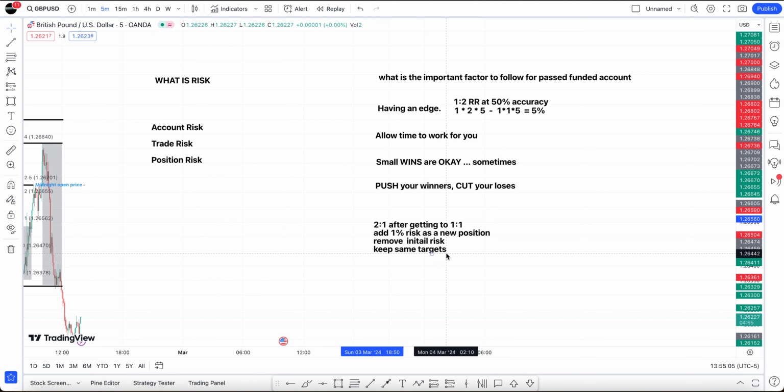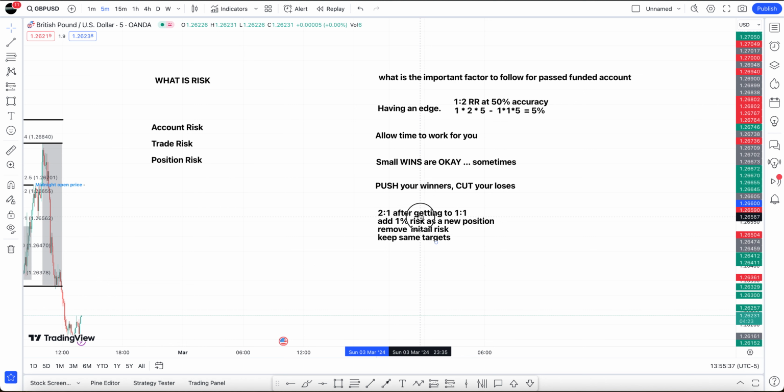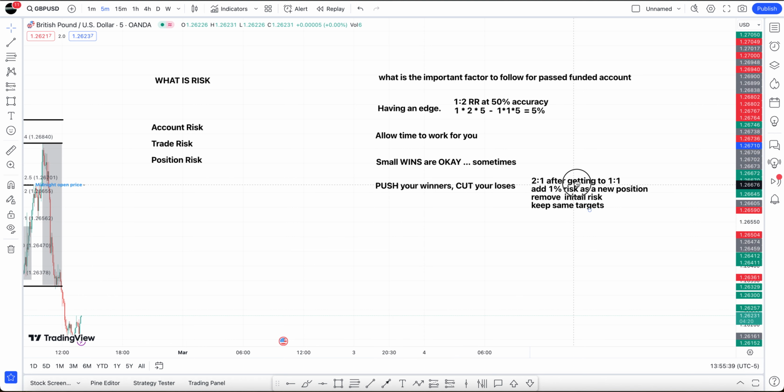So you would essentially still have the 1% risk, but you have two positions on. One that will be 1 to 1 risk reward, and one that will be 1 to 2 risk reward. So you have 1% of risk with now 3% as a target. This does push your win rate lower, but the 1 to 3 ratio is much better than 1 to 2, obviously. So that's what I'm talking about: pushing your winners, cutting your losses.